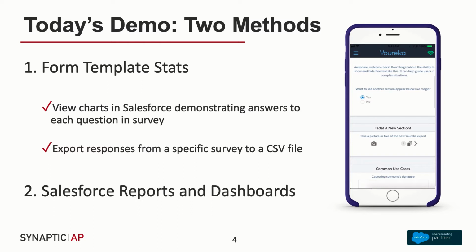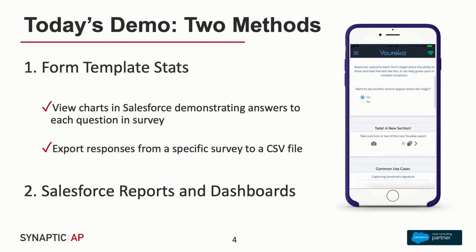The first way is using a feature that is built inside of Youreka called Form Template Stats, and that actually shows you quick charts that demonstrate the answers to certain questions in a particular survey. So it's really easy to understand what responses have been for a particular template. And then also, if you want to export those responses to a CSV file, it's just a click of a button. I'll show you how to do that.